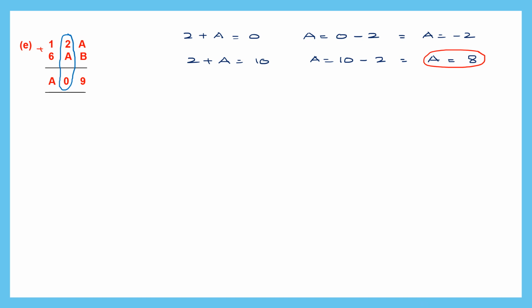So let's take down the question. So that is 1, 2. In the place of A, we're going to write 8, plus 6. Again, in the place of A, we're going to write 8. Now B we don't know, so we're going to leave it as it is. Then here in the answer also, in the place of A, we're going to write 8, 0, 9.